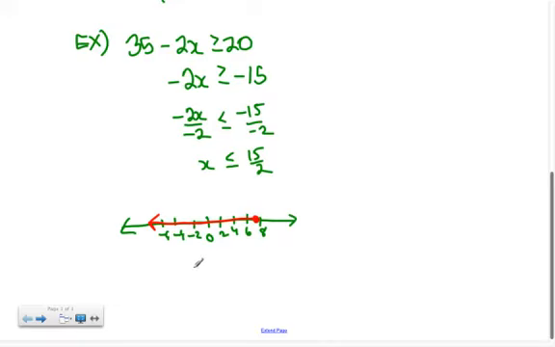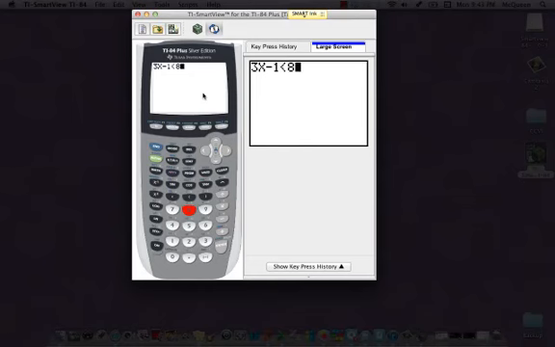Now, one other thing that I want to show you is how to solve an inequality graphically. Let's say you're asked to solve the inequality 3x minus 1 is less than 8. We're going to do it graphically this time so we can see what that looks like. The reason we're doing it graphically is this is going to lead us into solving polynomial inequalities.